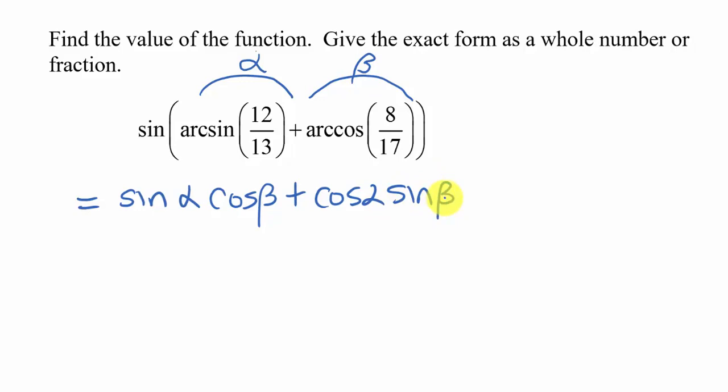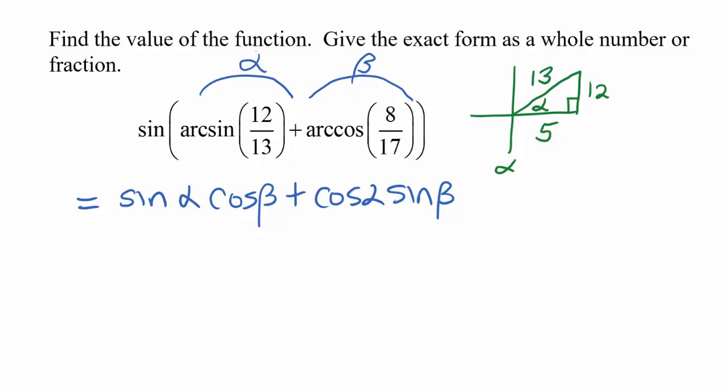Now I'm going to draw triangles for both alpha and beta, and then I can plug in the pieces that I need. So let's go ahead and make one for alpha. The sine is positive, so I'm going to make a triangle in quadrant 1 so that the sine is 12/13. Well, sine is opposite over hypotenuse, so I know this is 12, the opposite side. Here's alpha right there. And the hypotenuse is 13. Well, I recognize this one as a 5, 12, 13. If you don't recognize that, you can do a Pythagorean theorem and find out that that is 5.